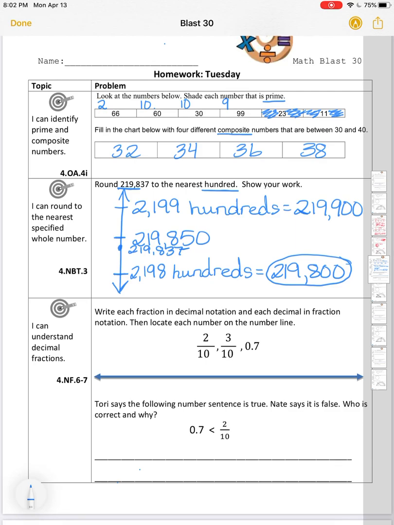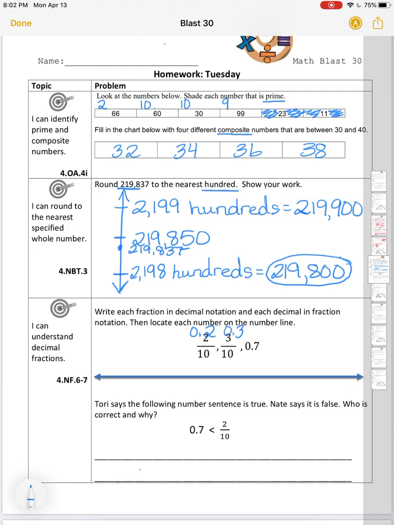I can understand decimal fractions. Write each fraction in decimal notation and each decimal in fraction notation. Then locate each number on the number line. So 2/10 is in fraction form. I'm going to write that in decimal form. 0.2. I need 2 in my tenths place.